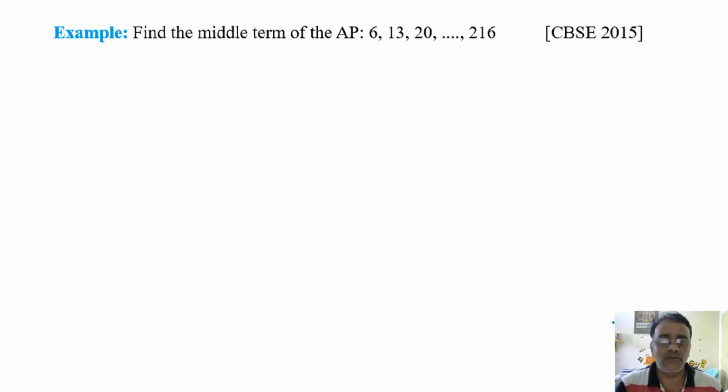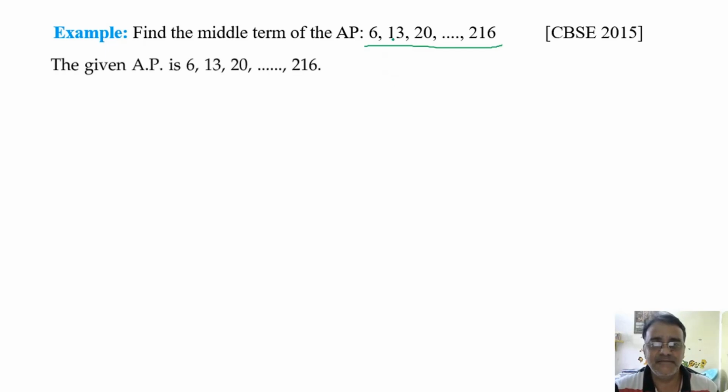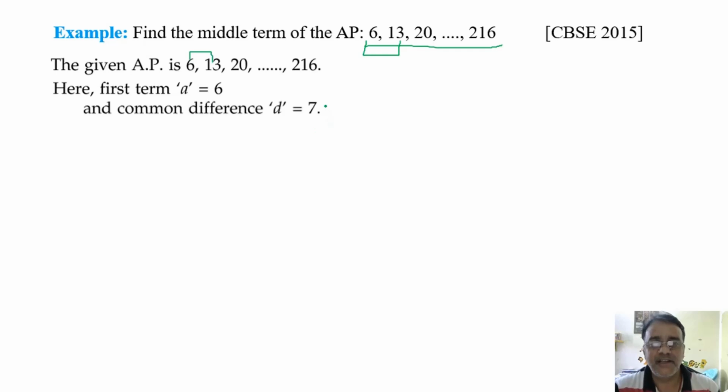Now one very good and very different question is, find the middle term of the AP. This is a 2015 board question. Middle term. So for the middle term, we should know the total number of terms. So first we will find the total number of terms, that is n. What is A here? 6. Okay, fine. And what is D? Second term minus first term. 7. Right. D is equal to 7.